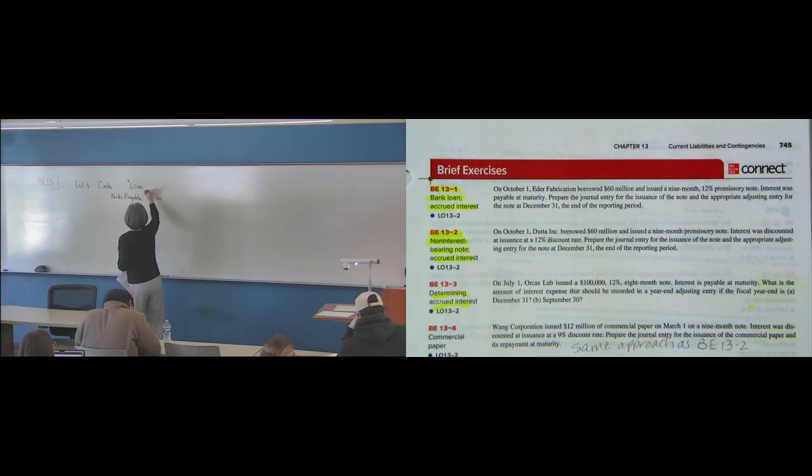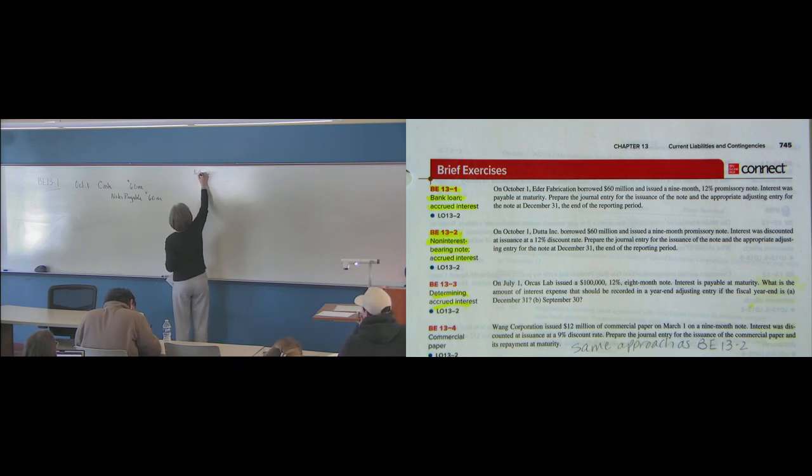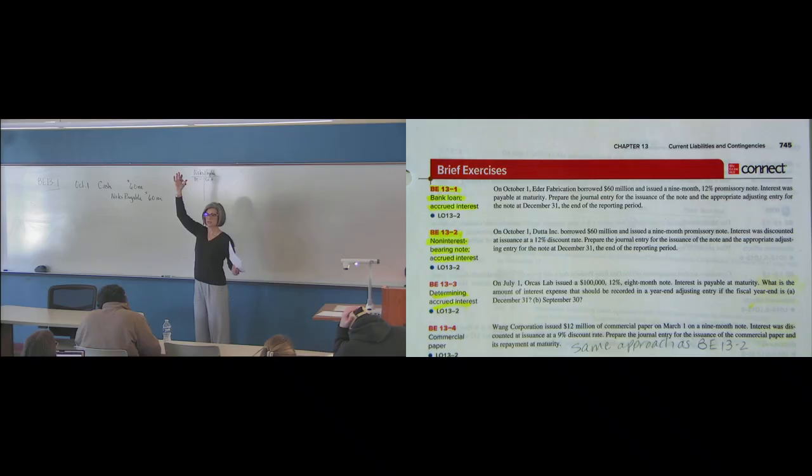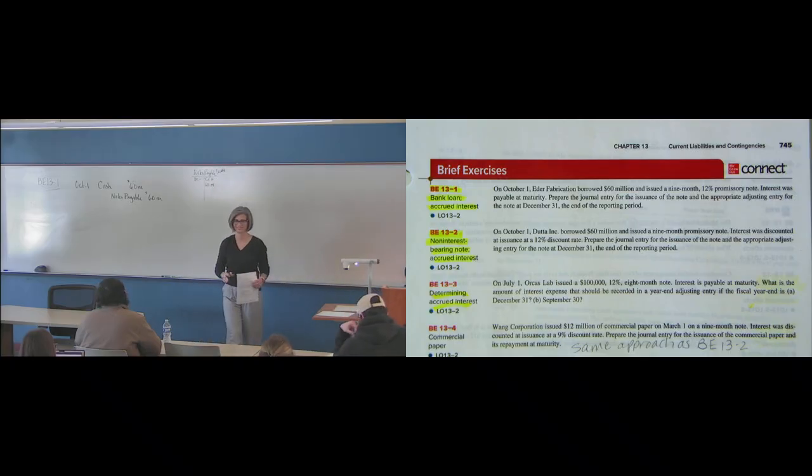And I don't like to miss an opportunity to make sure that we know our debit and credit rules. This entire chapter is all about liabilities, which is the nice thing about it. So all of our liabilities have a normal balance of a credit, right? Yes, they do. Okay. All right, so 9 months from October 1st is what date?